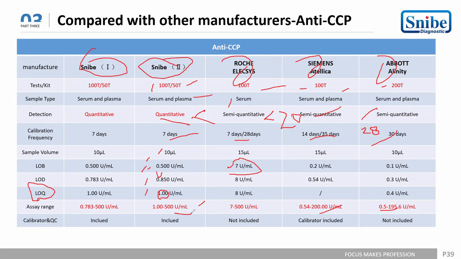So let me check, and I will give you the feedback after the break, that you are right, because in the Roche, if they are claiming they are semi-quantitative, and Siemens and Abbott also semi-quantitative, they are using the same unit, U per ml. But why, if we are using U per ml, are we claiming that we are a quantitative analysis? I understand your question. During the break, I will check, or I can give you the answers later. Right? Thank you. I have to take a picture of your question in case I forget.